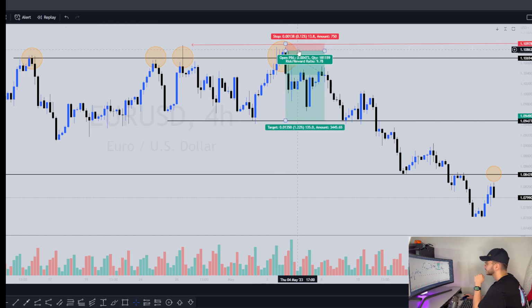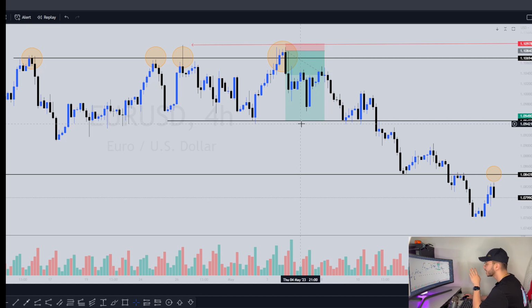We had a 750 pip risk towards the upside, 3,445 pips to the downside, right? So the risk to reward ratio on this, as you can see, is almost 1 to 10. So 1 to 10 risk to reward ratio on trades is great. That means like out of 10 trades, if one of your trades is profitable and it hits your target, that means you're gonna come out break even still.